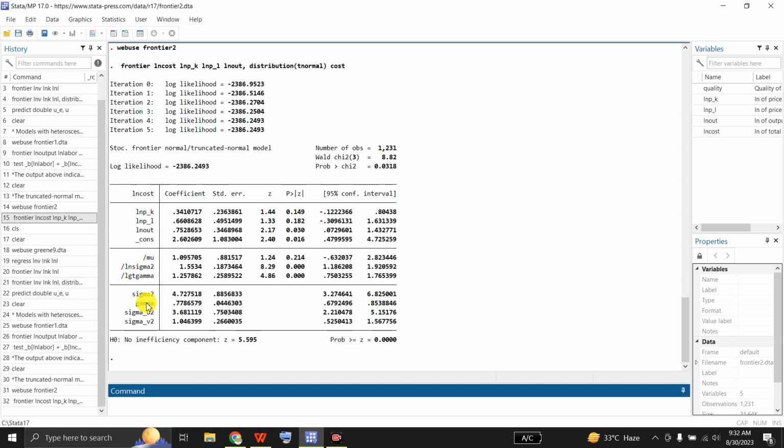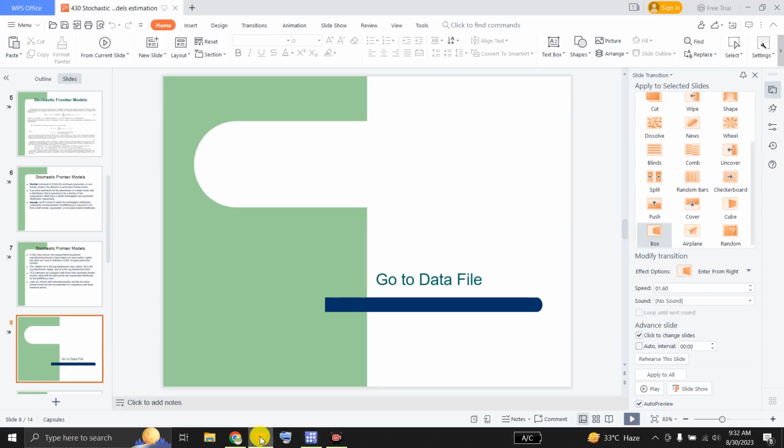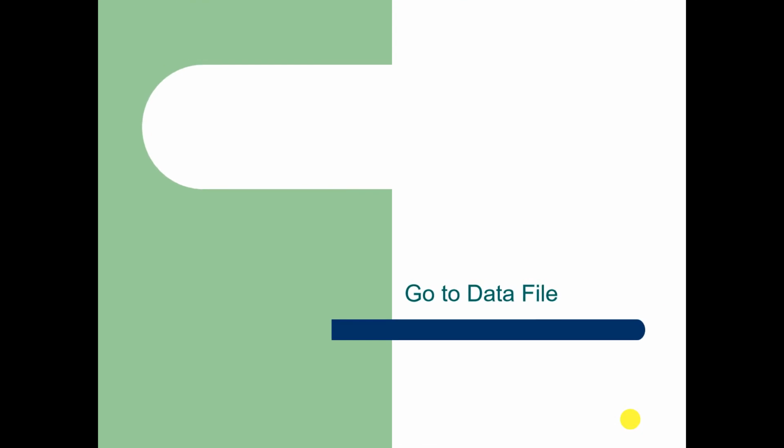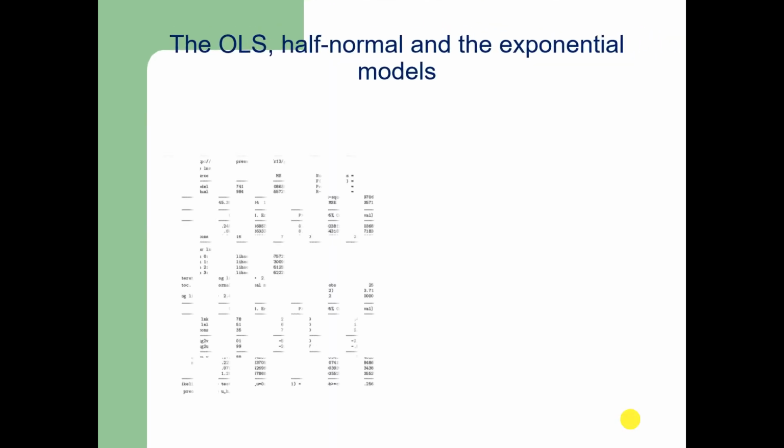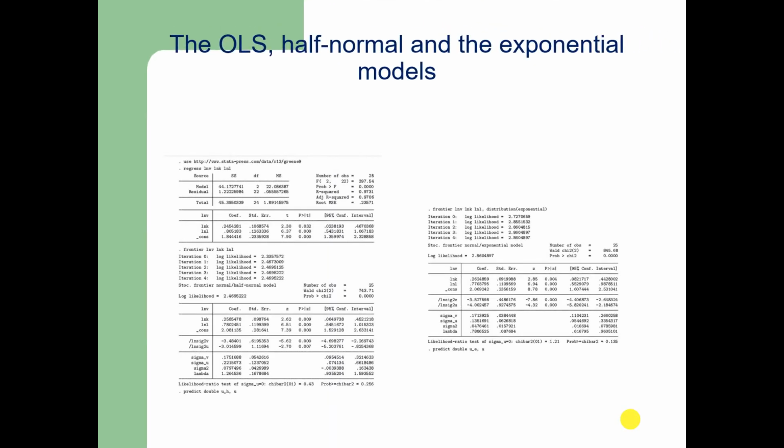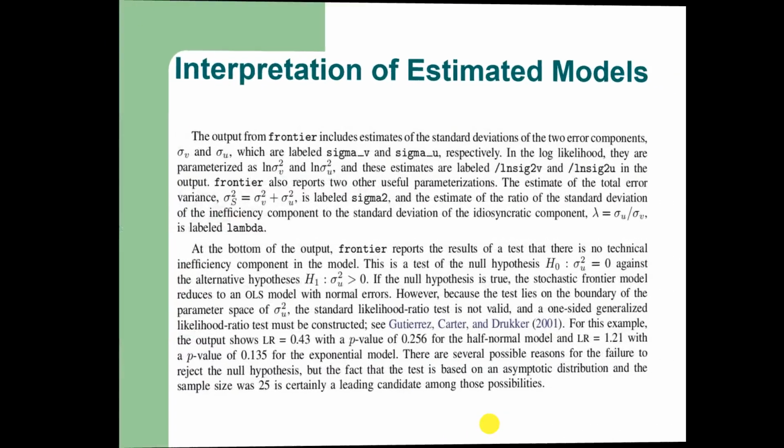I'll explain this. So to do that, let me go to my PowerPoint slides, and here in this slide, as I mentioned earlier, we have the OLS model here. This is the half normal model here, and this is the exponential model here, and we have already compared these coefficients. So after that, I'll expand some of the output of this model.